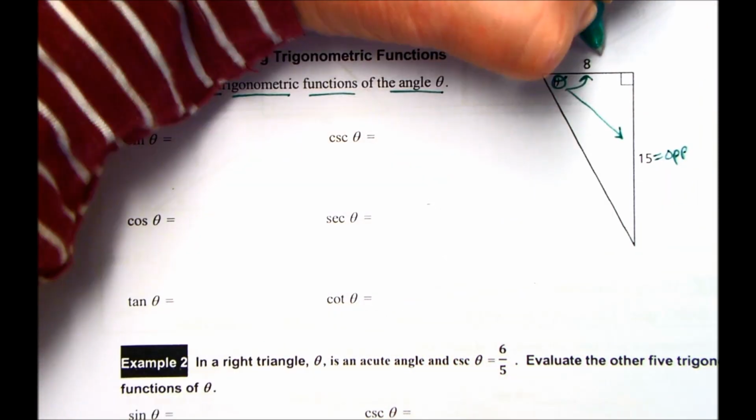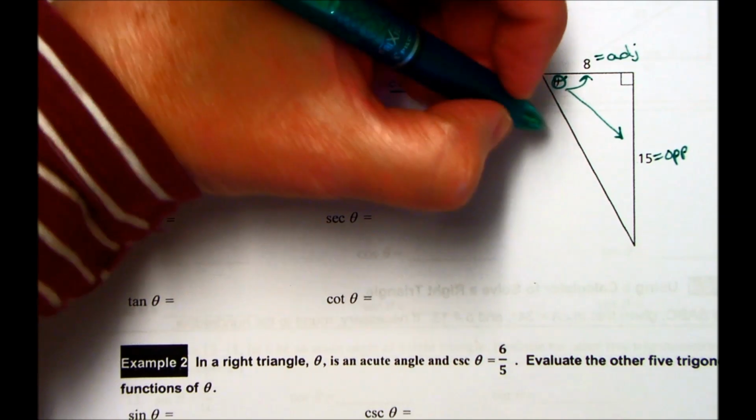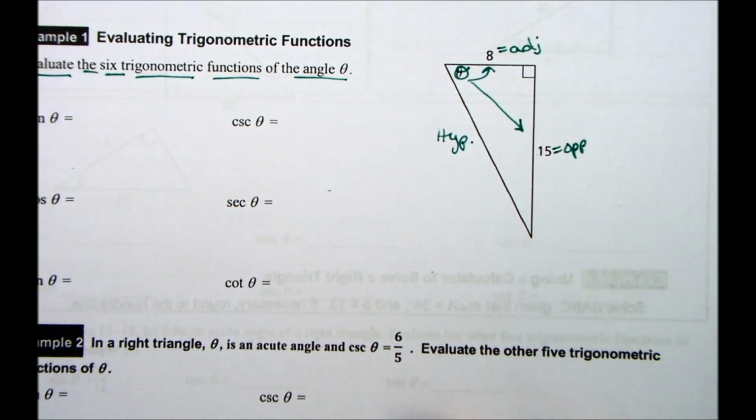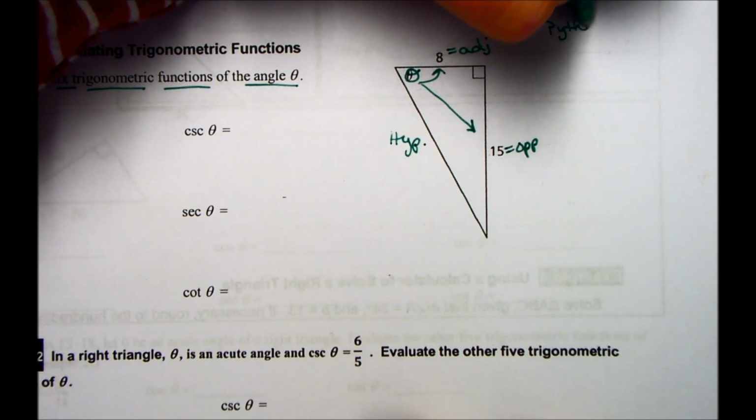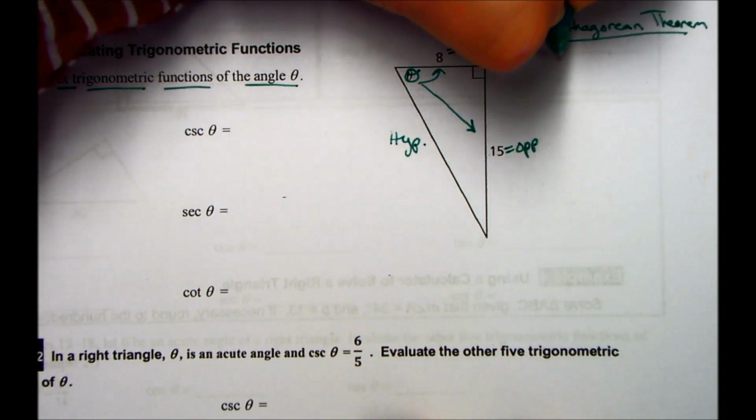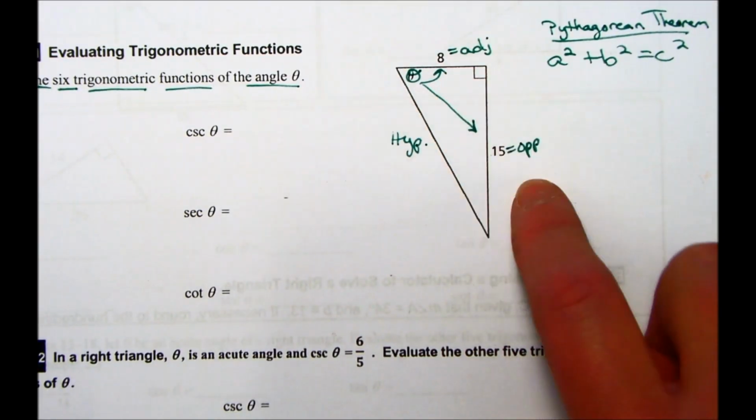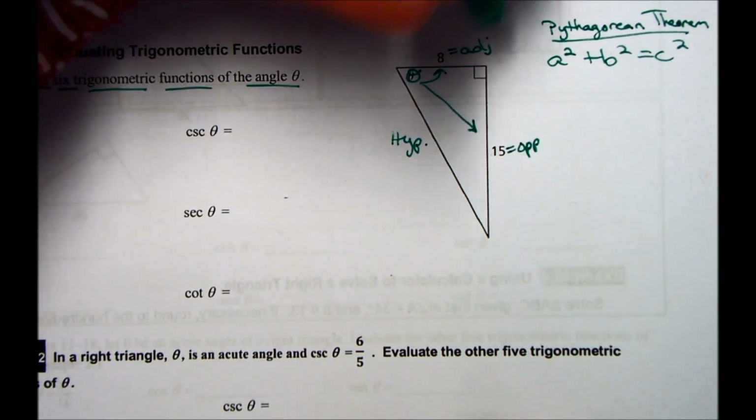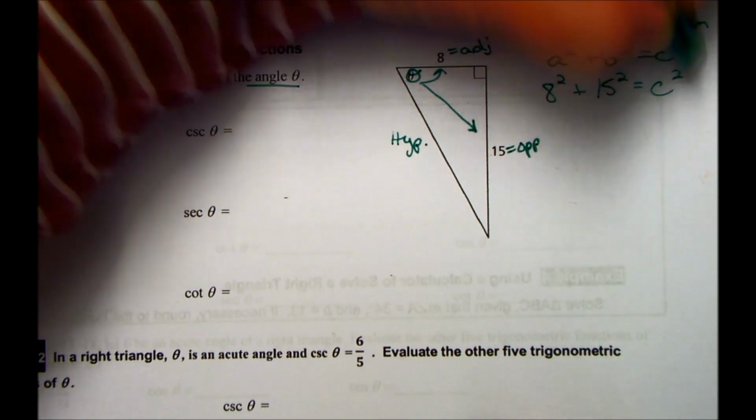The side that's next to theta is the adjacent, but we don't know the hypotenuse. So the hypotenuse we're going to have to figure out. To figure out the hypotenuse, you're going to use your Pythagorean theorem, which you should be familiar with: a squared plus b squared equals c squared, where a and b are the legs of the right triangle and c is the hypotenuse. It doesn't really matter which one you plug in for a or b. I'll just put 8 in for a and 15 in for b, and that's going to equal our c squared.